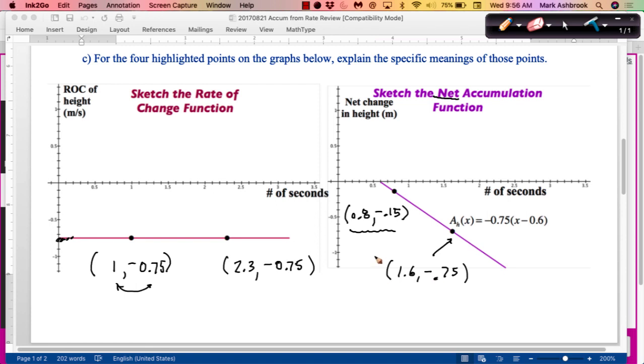Excellent. Yeah, absolutely. Everything was right. So in your explanation, use those two numbers. Can you do it again and use those two numbers as you explain it? At 1.6 seconds, the flag has descended 0.75 meters from 0.6. Good, exactly. At 1.6 seconds, the flag has descended 0.75 meters since 0.6 seconds, or beginning at 0.6 seconds.